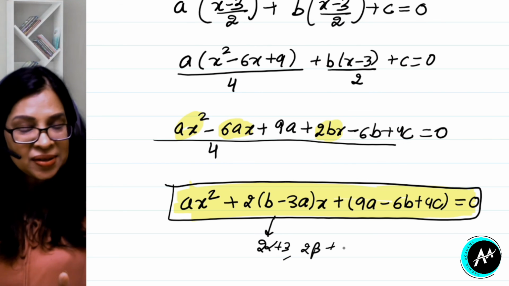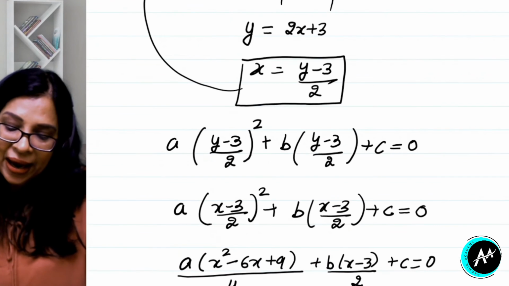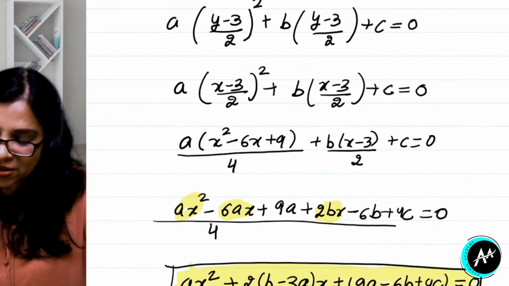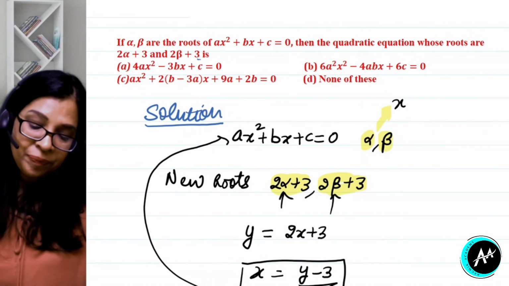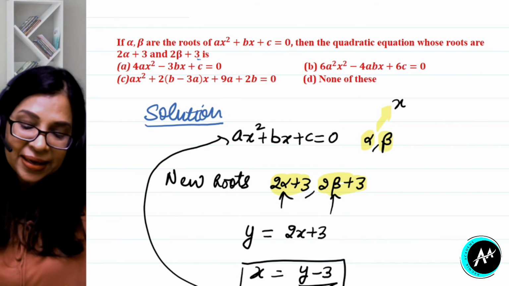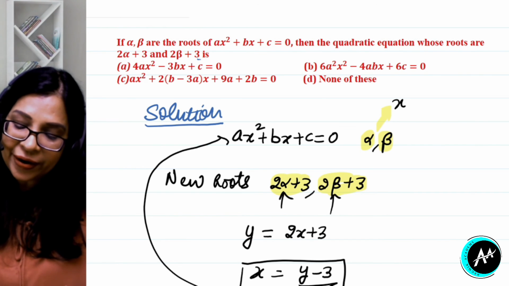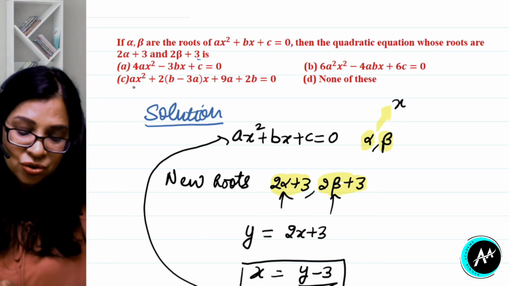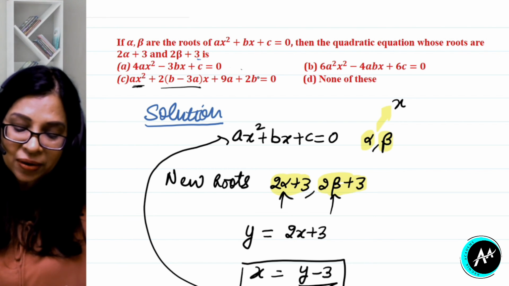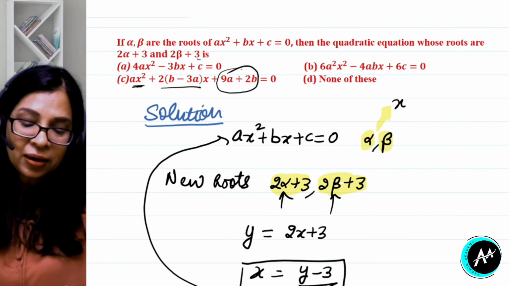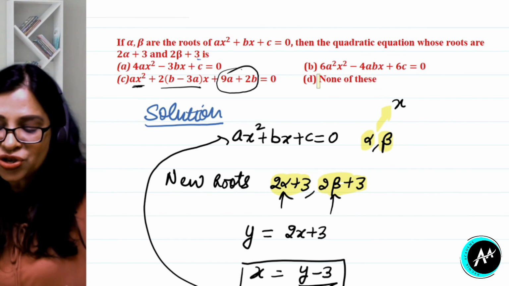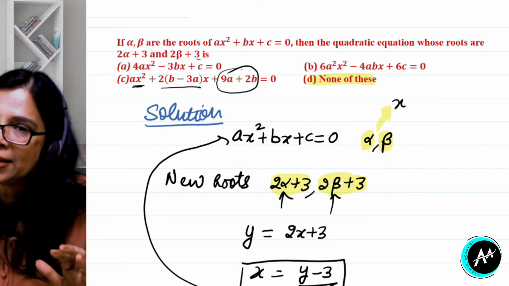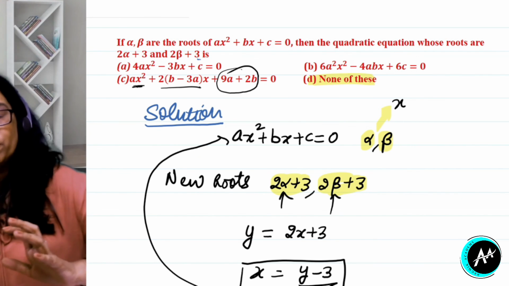Now let us check the answer. This is the new equation: ax square plus 2 times (b minus 3a) x plus 9a minus 6b plus 4c equal to 0. Now obviously option A is wrong, as you can see here. Option A is not satisfying it, even B is not satisfying it. In option C, you observe this part is correct, even this is correct, but this part is wrong. So all the options are incorrect. That means option D will be correct. None of the options are satisfying it, so we have option D. Okay, so we are done.